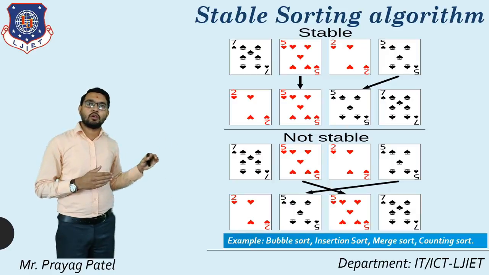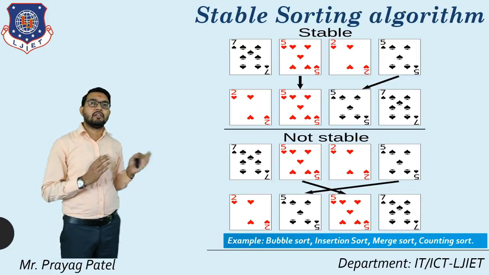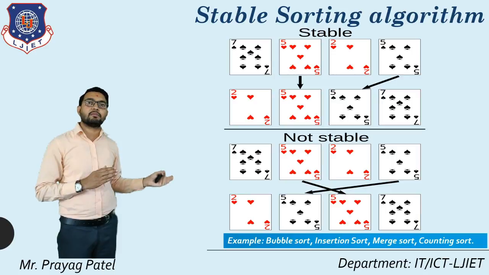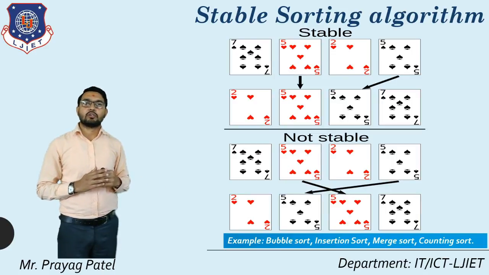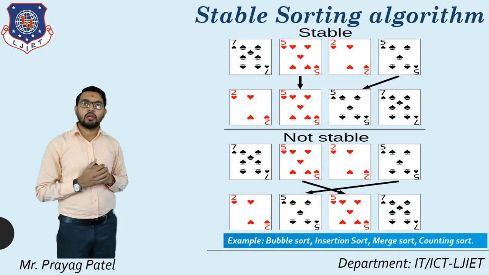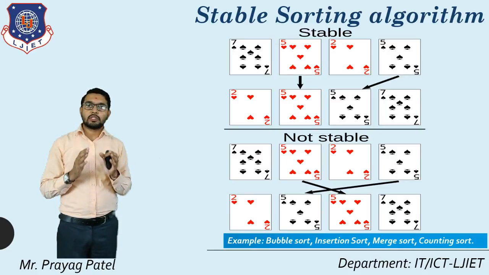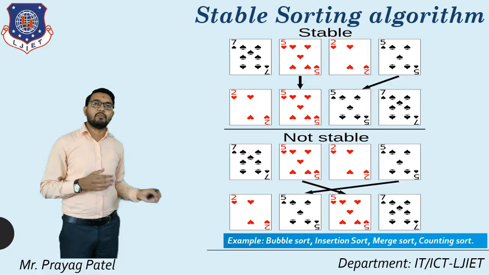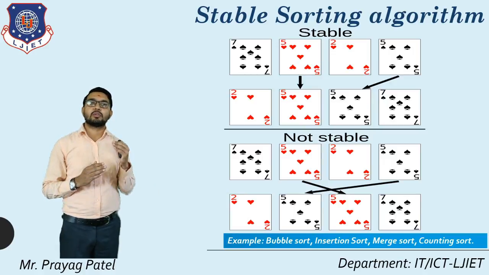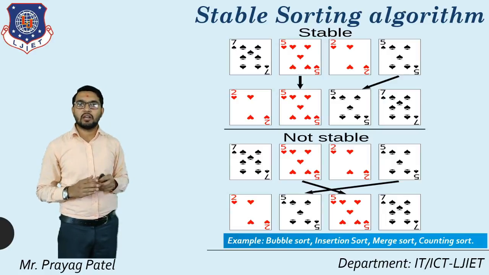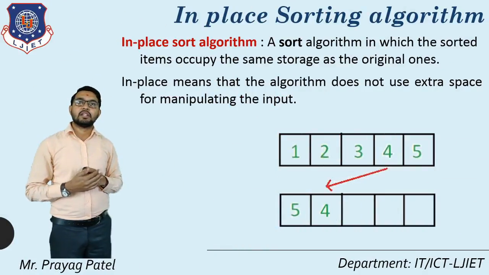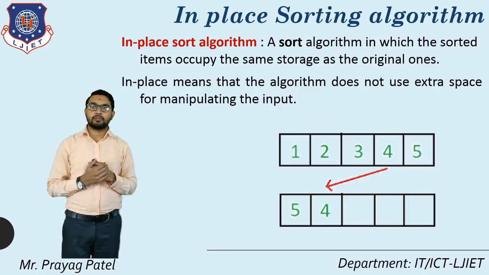Now for the unstable algorithm, consider the reverse of the previous case, meaning first consider the black 5, then consider the red 5. This is called an unstable sorting algorithm. Some algorithms are stable sorting algorithms, for example bubble sort, insertion sort, merge sort and counting sort are considered stable sorting algorithms. Now consider the in place sorting algorithm.